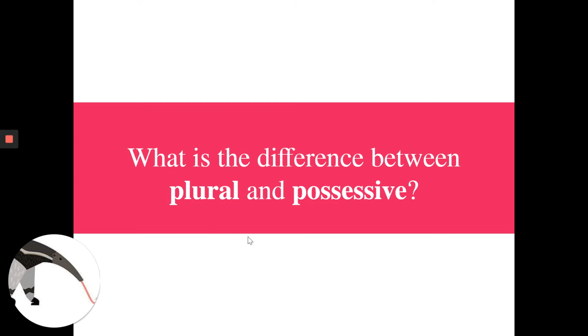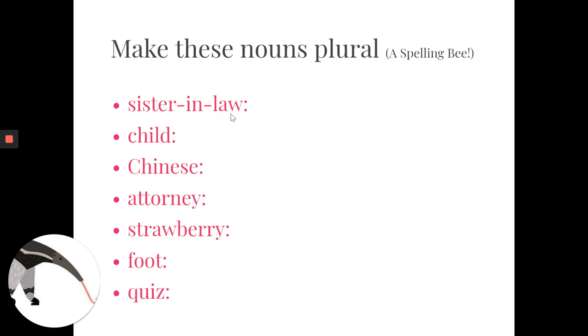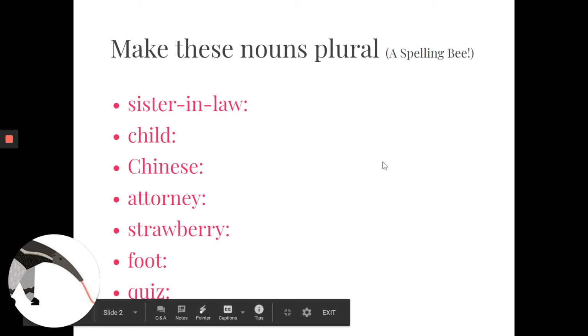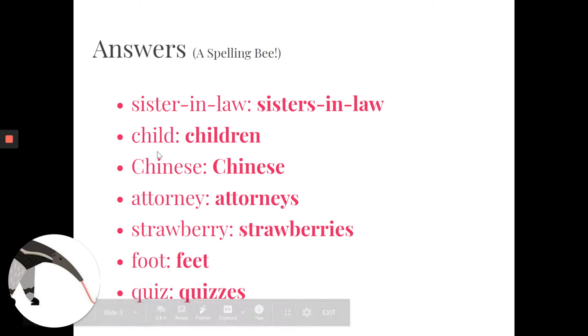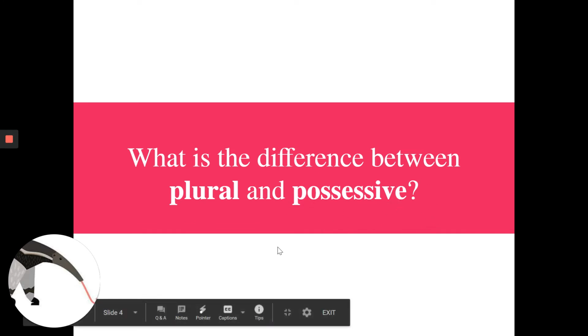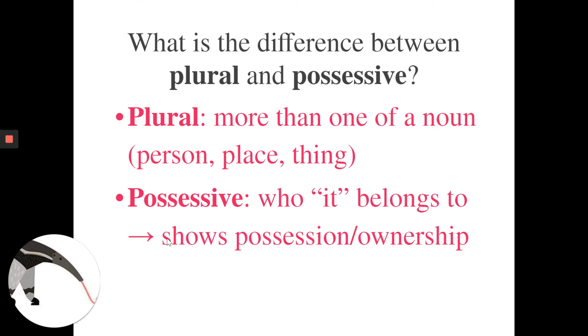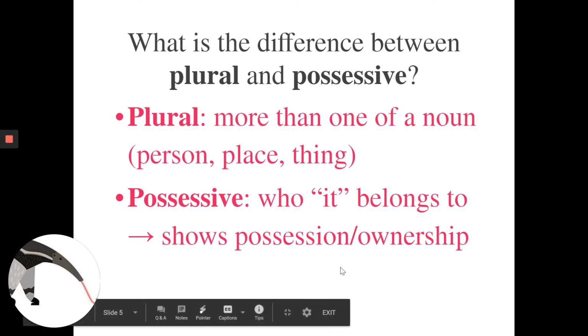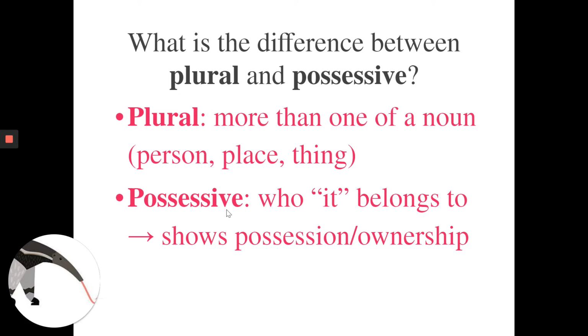So what's the difference between plural and possessive? Do you know? We just took these singular nouns and made them plural, so there's more than one of them. So what's the difference between plural, more than one, and possessive? Plural means more than one, and possessive means that something belongs to that noun. More than one, who it belongs to, shows possession or ownership. More than one, ownership.